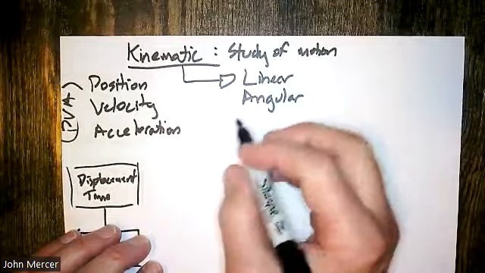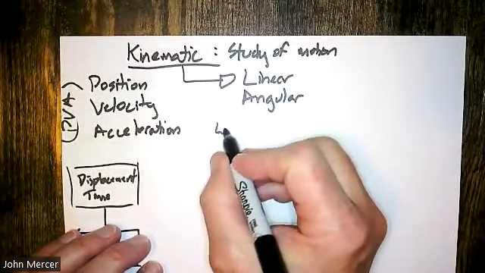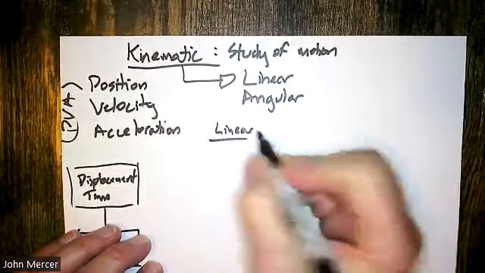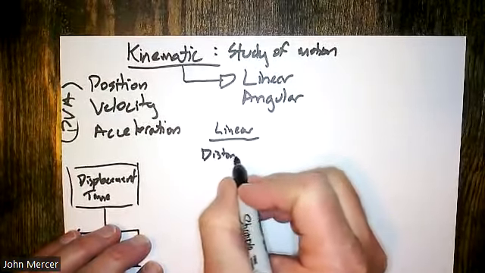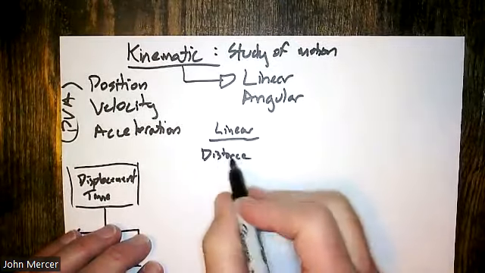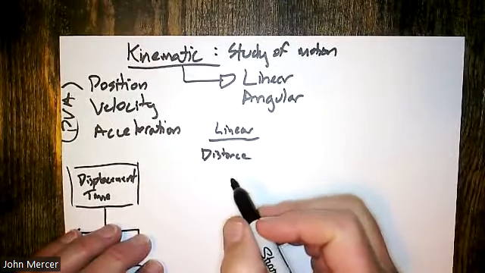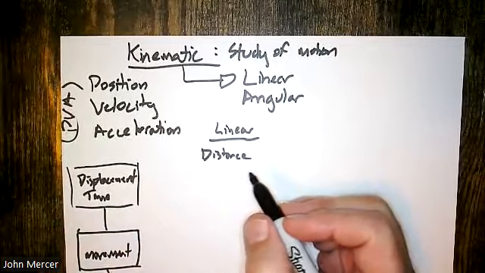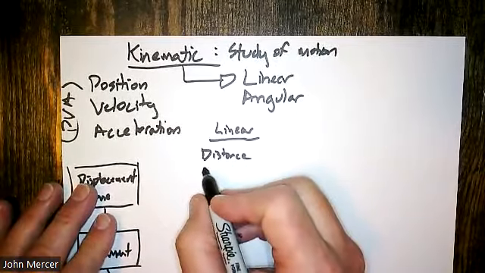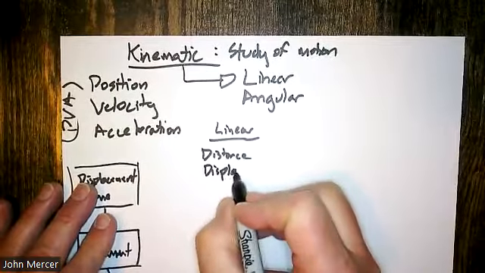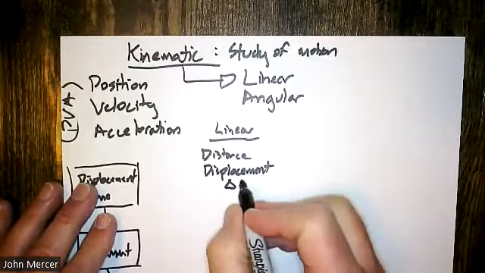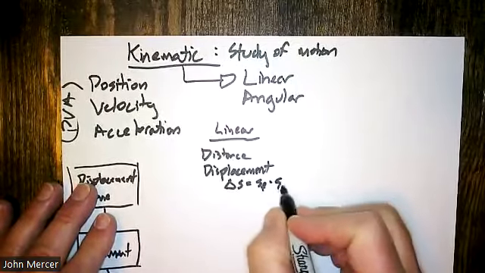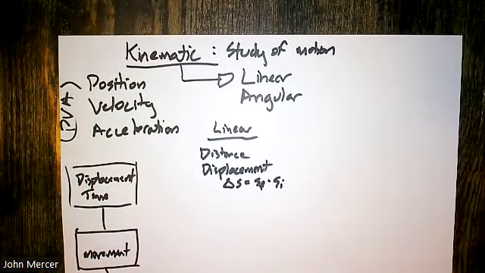All right, so in the linear world, you should be familiar with terms like distance, as I just mentioned, the total change in position of an object. You should know the units, any units of length: meters, yards, miles, kilometers, what have you. And then displacement, which is the straight line distance between two points. We use the formula delta S equals SF minus SI. This is a vector. It's represented by magnitude and direction.